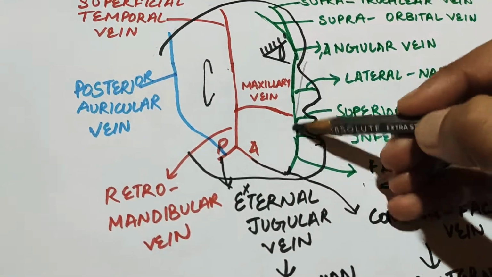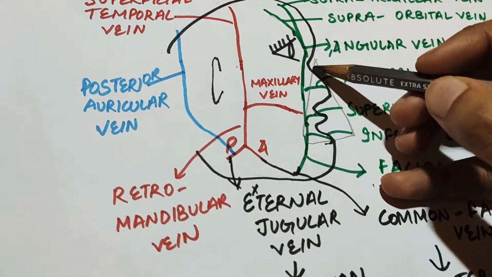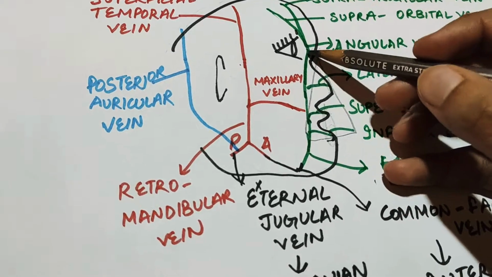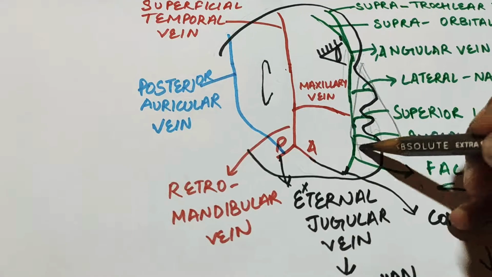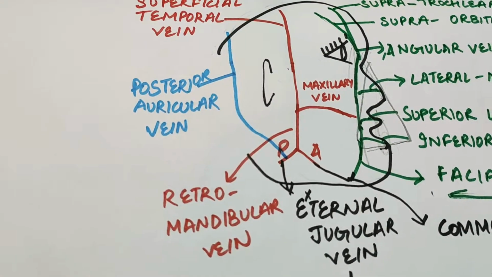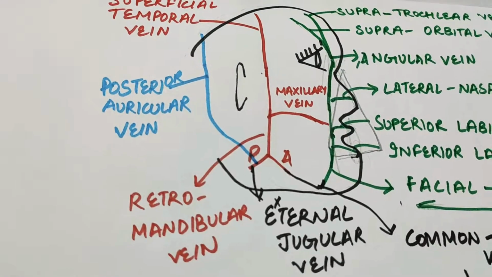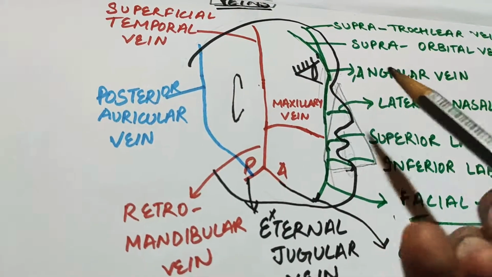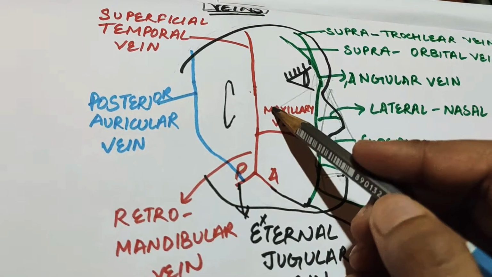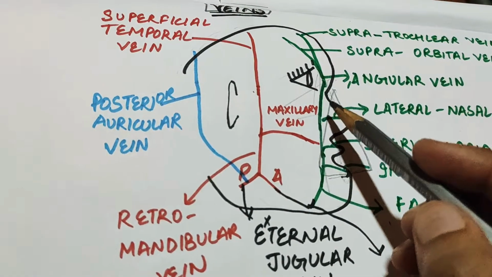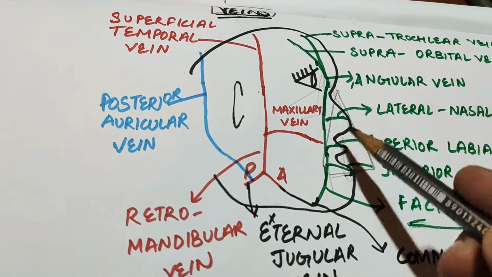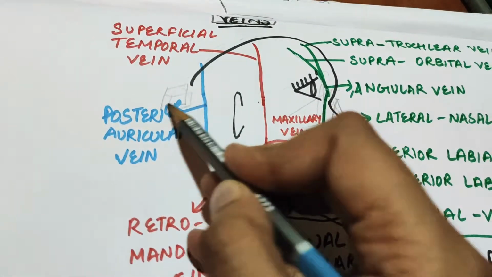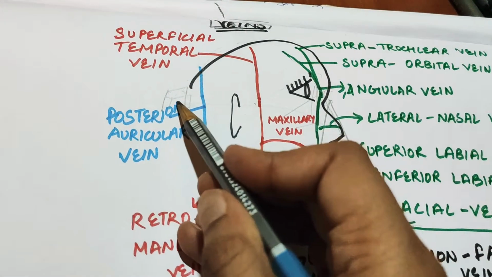So, the medial side of the nose, the upper and lower lips and the eyes, this area is known as the dangerous area of the face. Why is it known as the dangerous area of the face? Because the superior ophthalmic vein and inferior ophthalmic vein, which drain this area, go to the cavernous sinus.